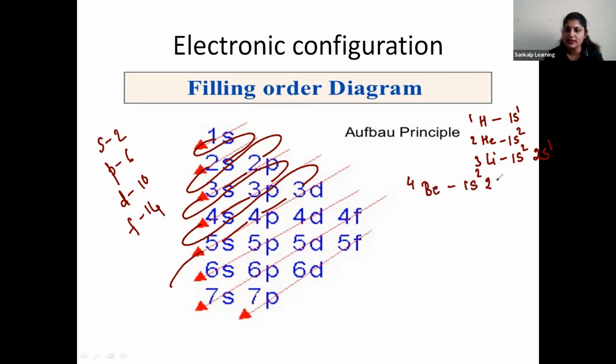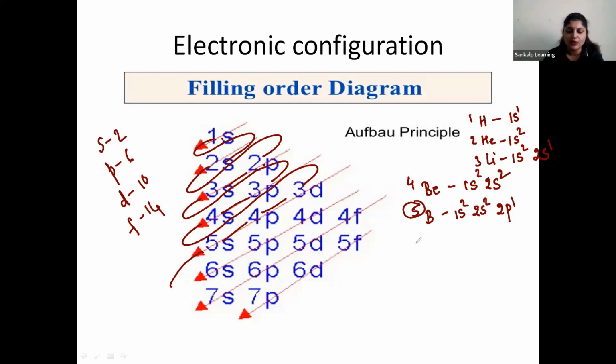1s2, 2s2. Then comes boron. Boron is what? 5. So it will be 1s2, 2s2, then 2p1, right? After 1s, 2s, it will go to 2p. 2p1, because how many electrons are there? 5. So 2, 2, and then 1.